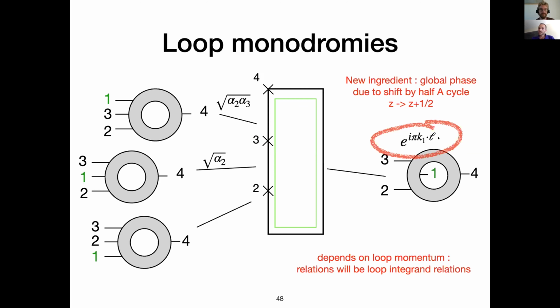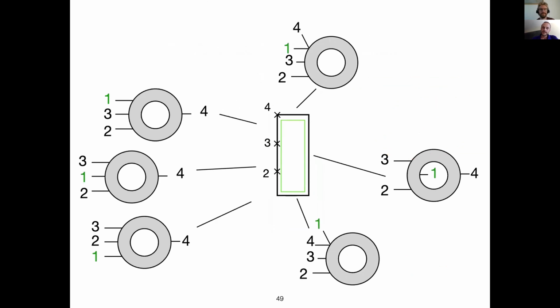So that phase now depends on the loop momentum, and that's why you can't pull it outside of the loop momentum integration. It needs to stay inside the loop integration, and that's why the relations are just between integrands and not amplitudes. Okay, so that's for this external guy.